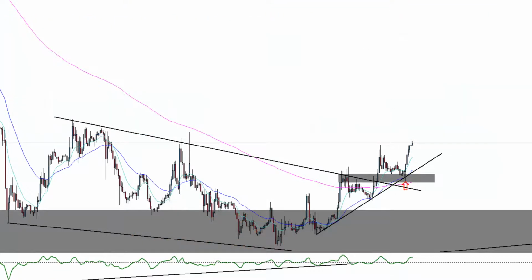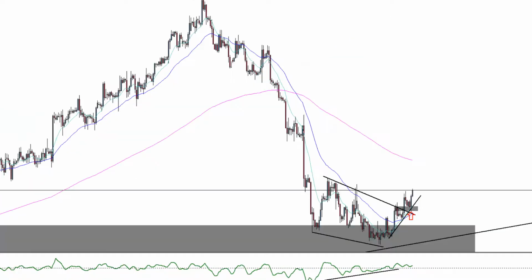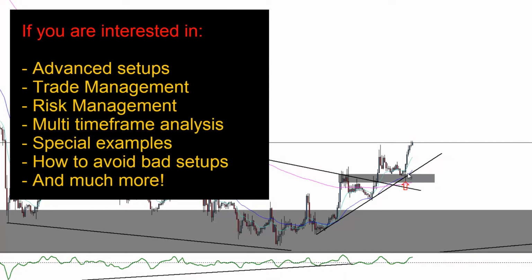So we went through the daily time frame, found a powerful area on the daily time frame, and then we went from 4 hourly to 1 hourly to find our entry.